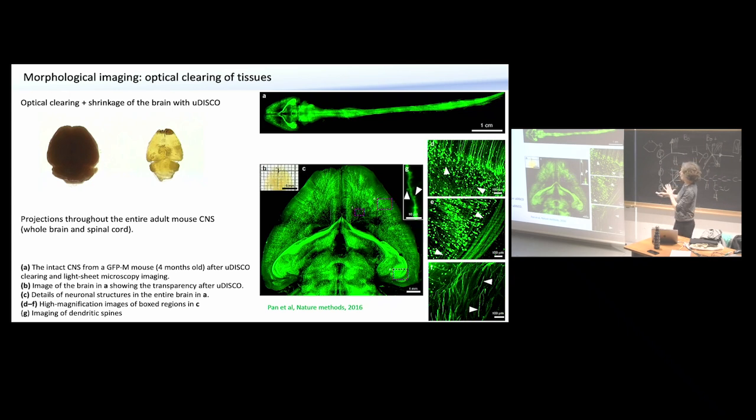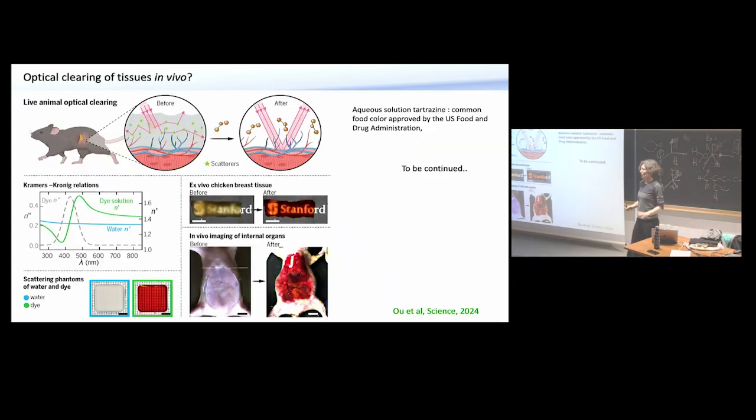So you image the whole brain and also the whole nervous system. And you can see dendrites. So you have all the scales, all the spatial scales that you want. It's quite amazing. And just one last word about this. Will this work in vivo?